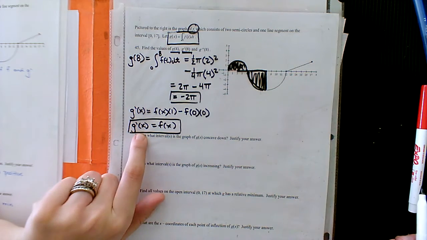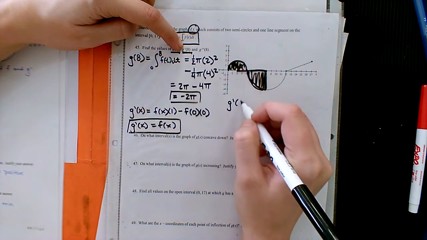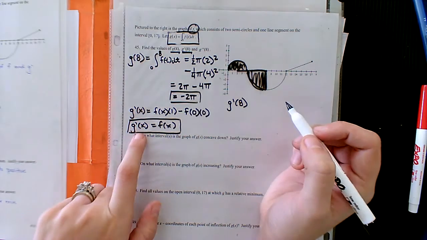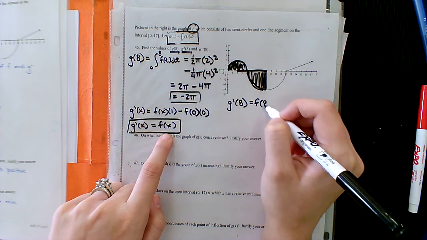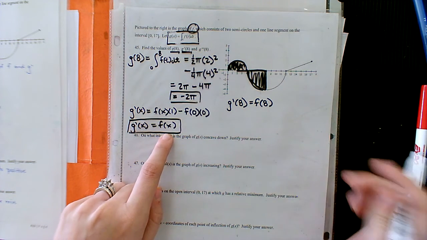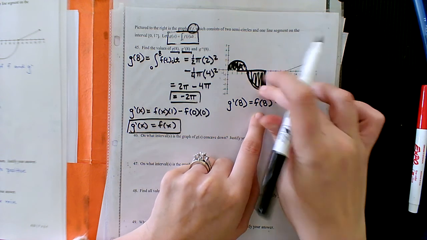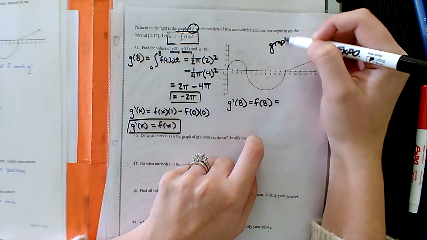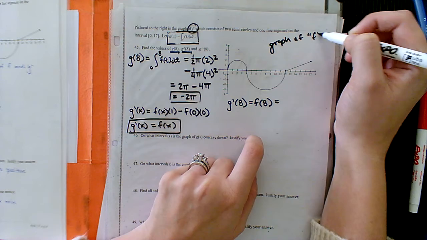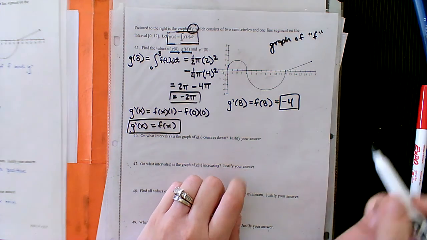So with this first derivative equation, let's now plug in 8. If I plug in 8 for this x, I then have to plug 8 into the x for the f function. Do we know what f of 8 is? Negative 4. Yep, this was the graph of f. All right, so we got negative 4.